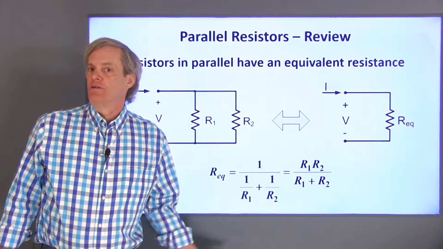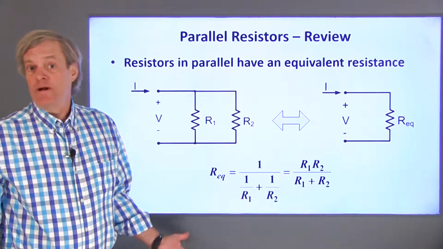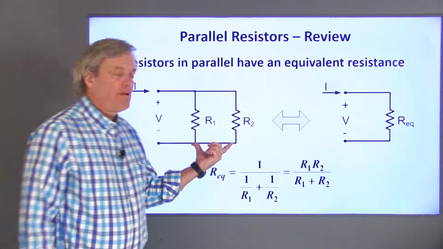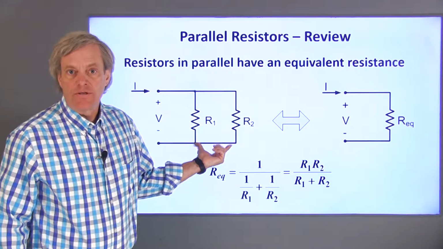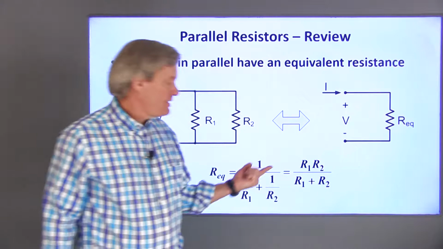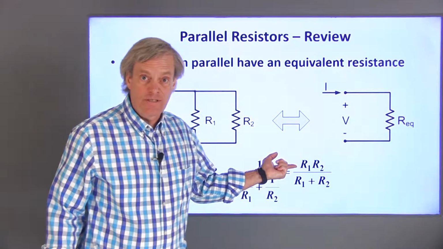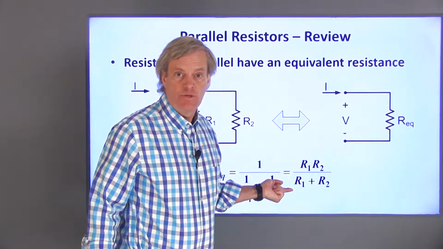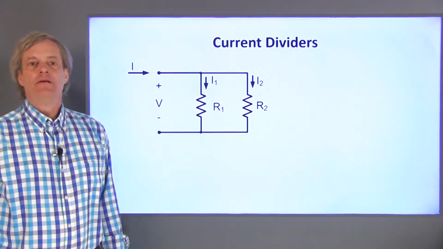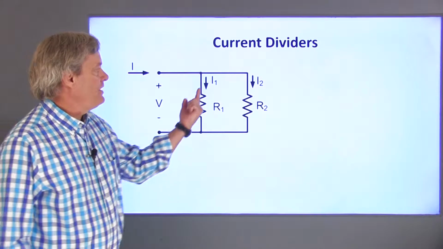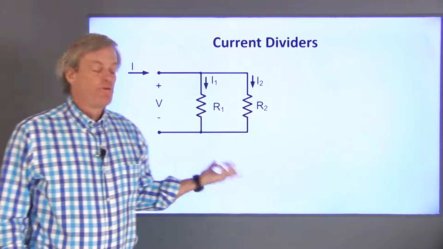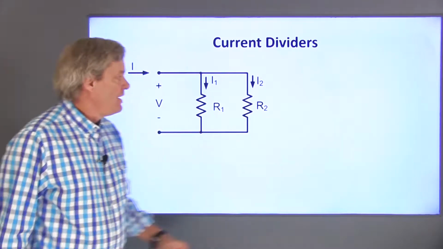Before we determine our current divider formula, let's quickly review parallel resistances. A parallel combination of two resistors has an equivalent resistance that's equal to the product of the two resistances divided by the sum of the individual resistances. Now let's see what we can find out about the individual currents through the resistors in this circuit.